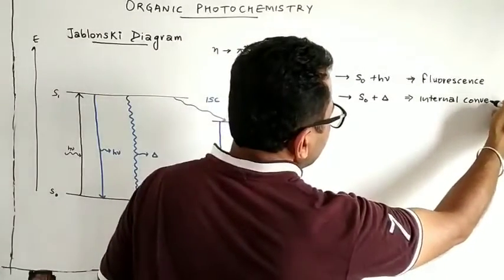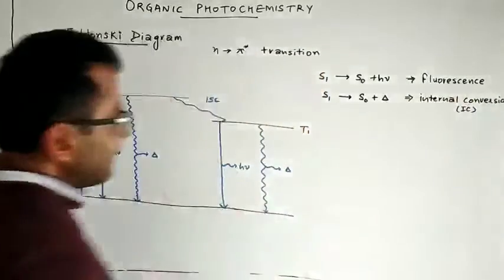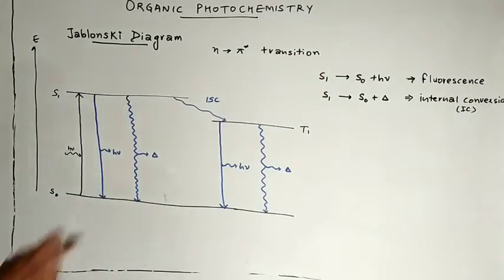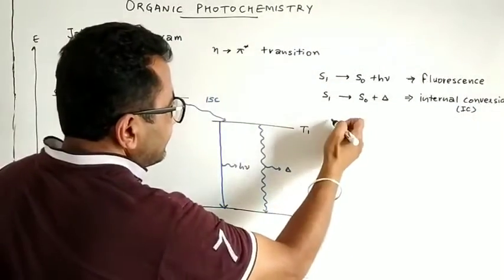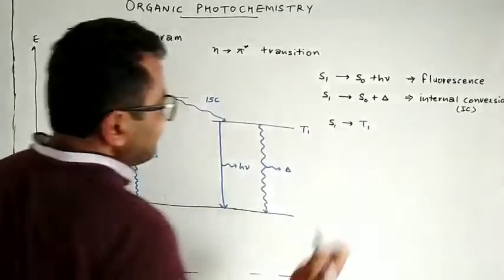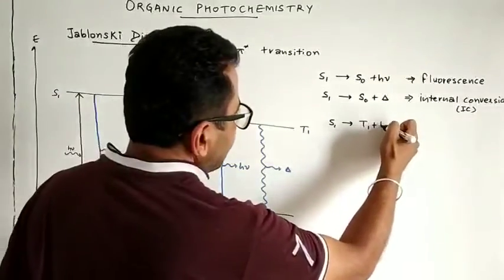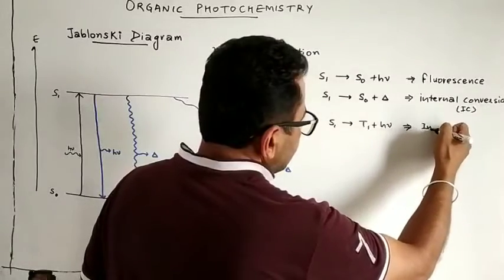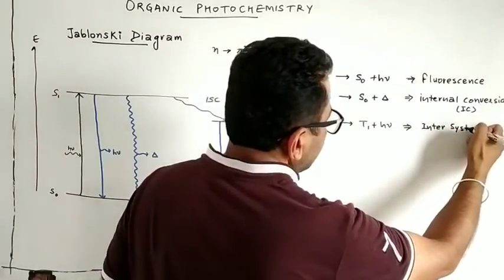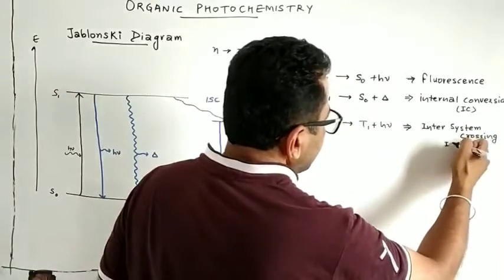We can write it as IC. Third, the S1 electron may jump from S1 to this T1. So we can write it as S1 to T1. When it moves from S1 to T1, this process is called ISC, intersystem crossing.